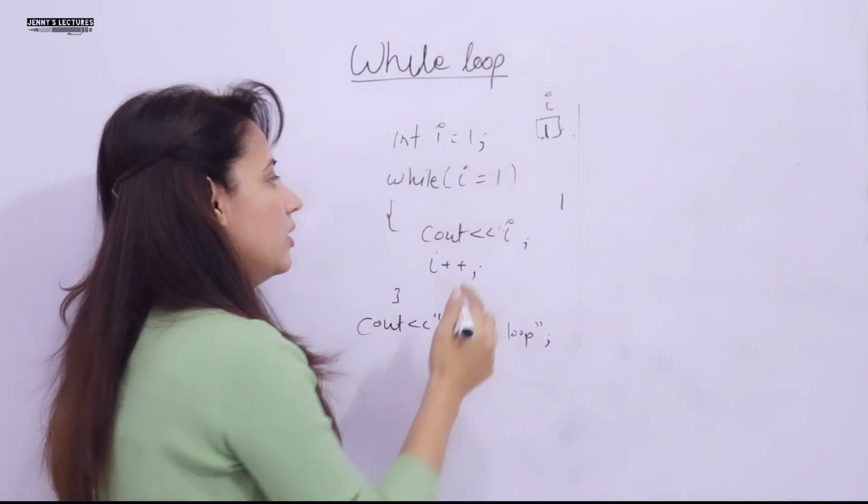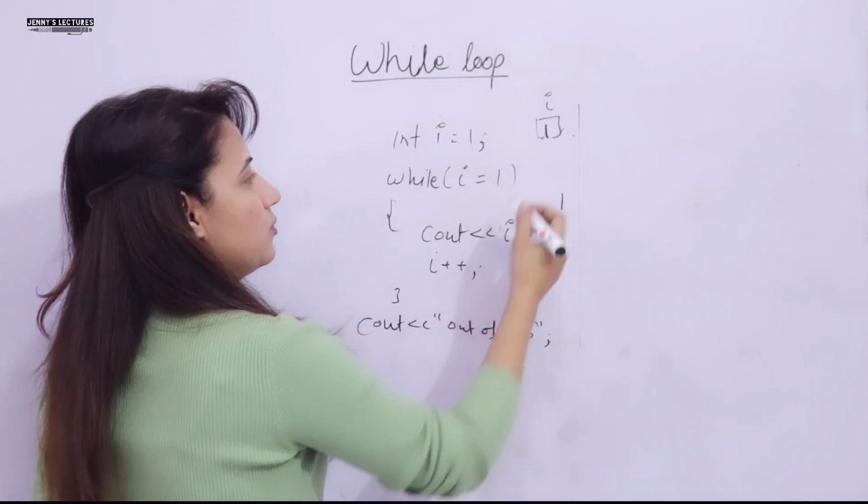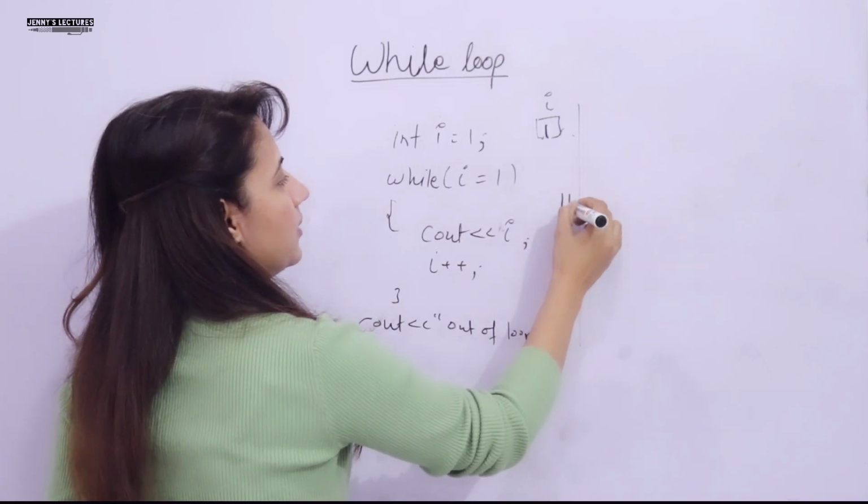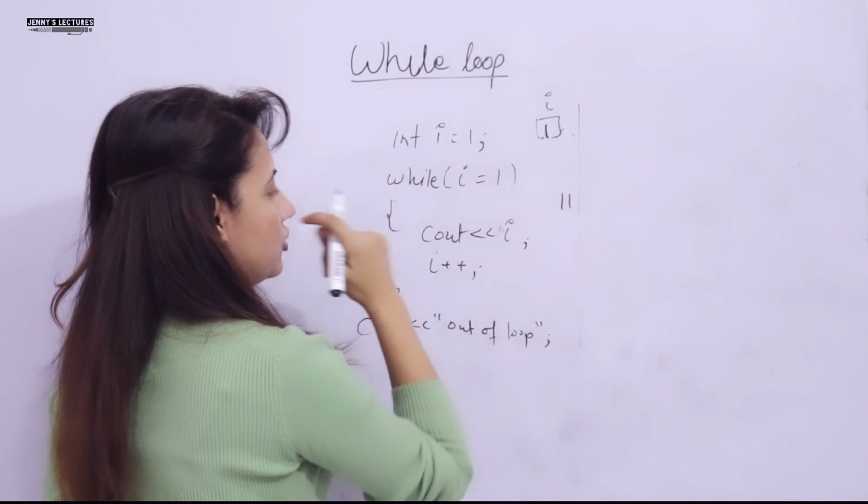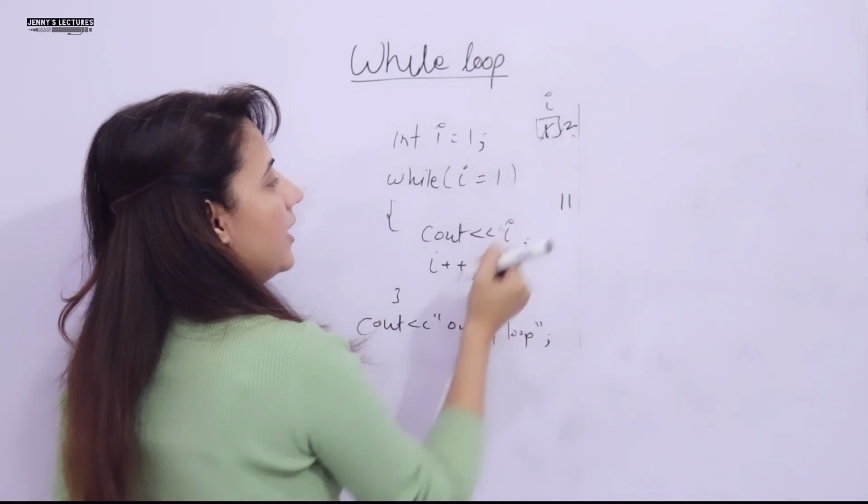Other than 0 is true. Again 1 would be printed. I plus plus means not in the next line, in the same line. We are not writing any slash n, right? I plus plus, now I becomes 2.